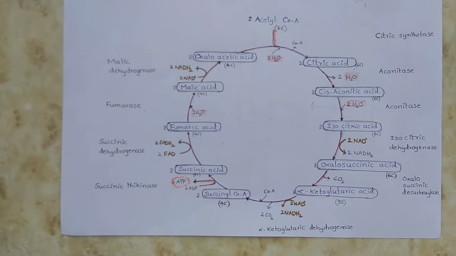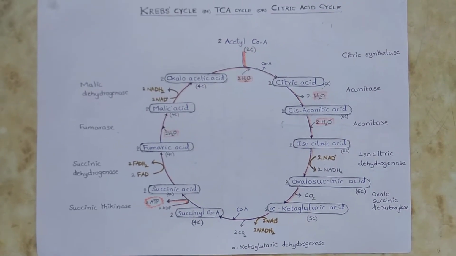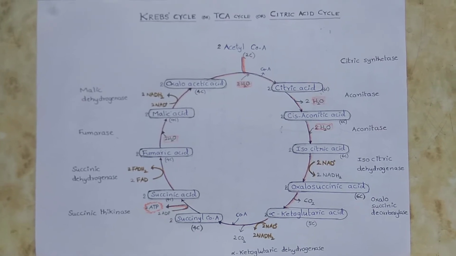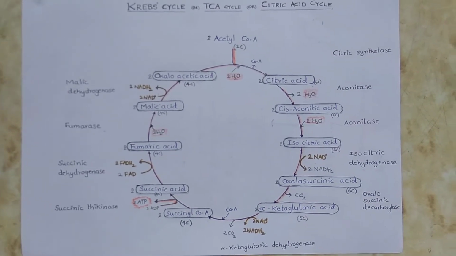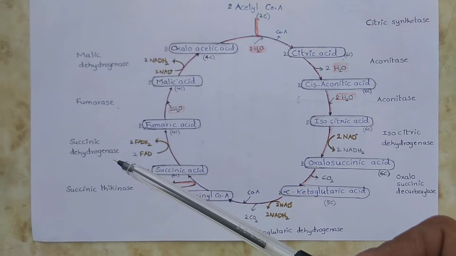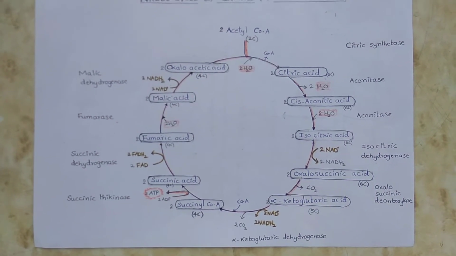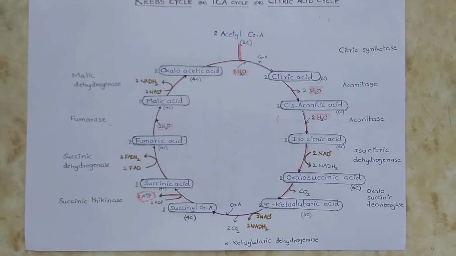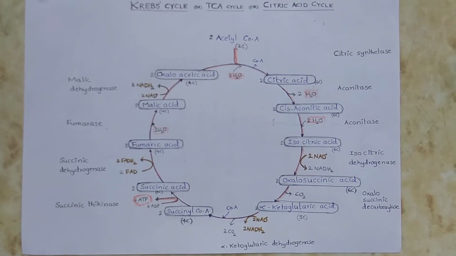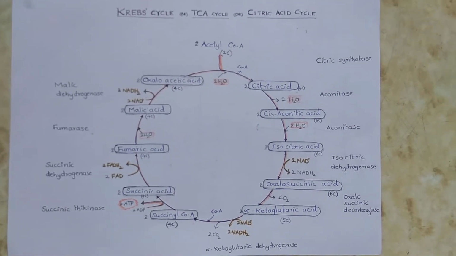It occurs in the mitochondrial matrix as its enzymes are present in the matrix, except the succinic dehydrogenase enzyme, which is attached to the inner membrane of mitochondria. This cycle acts as a common oxidative pathway for carbohydrates, proteins and fats.